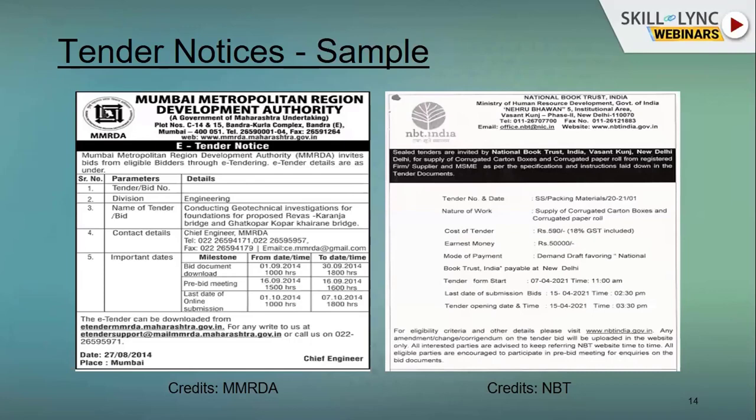So for example, on the left hand side there is an MMRDA tender. It has been mentioned as an e-tender notice. Since all the same details are not available here, such as the cost of tender and earnest money, they have just mentioned the scope of the work and important dates, such as the last date. So we have to go through the MMRDA site and see what the other terms are: earnest money, specification, modes of payment, etc.